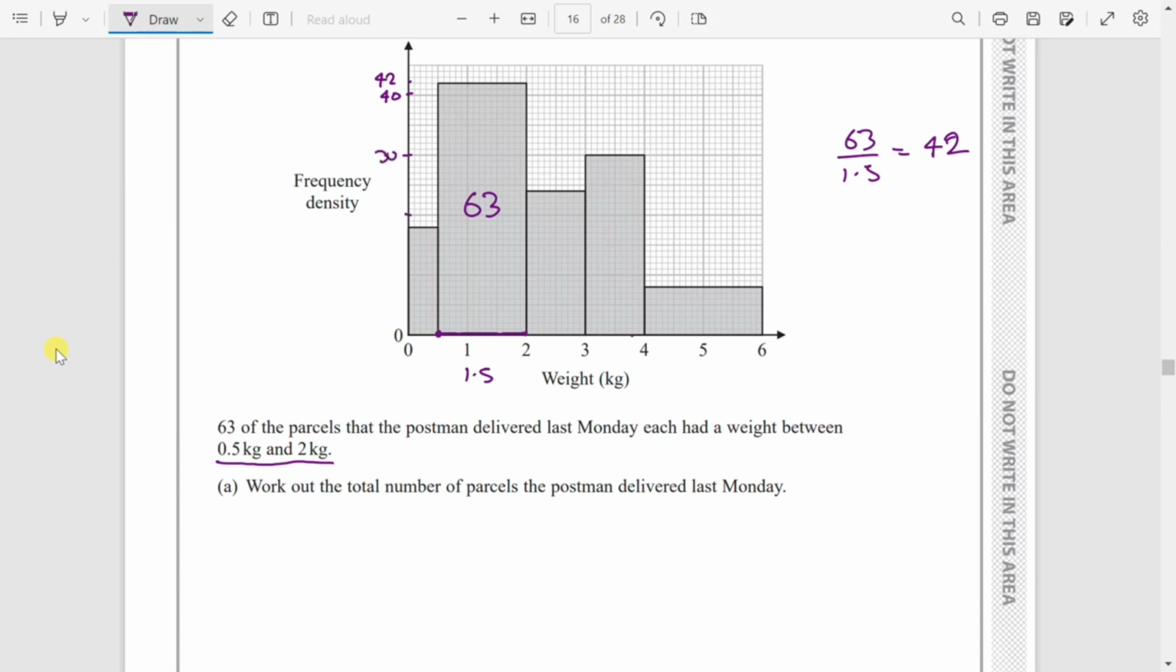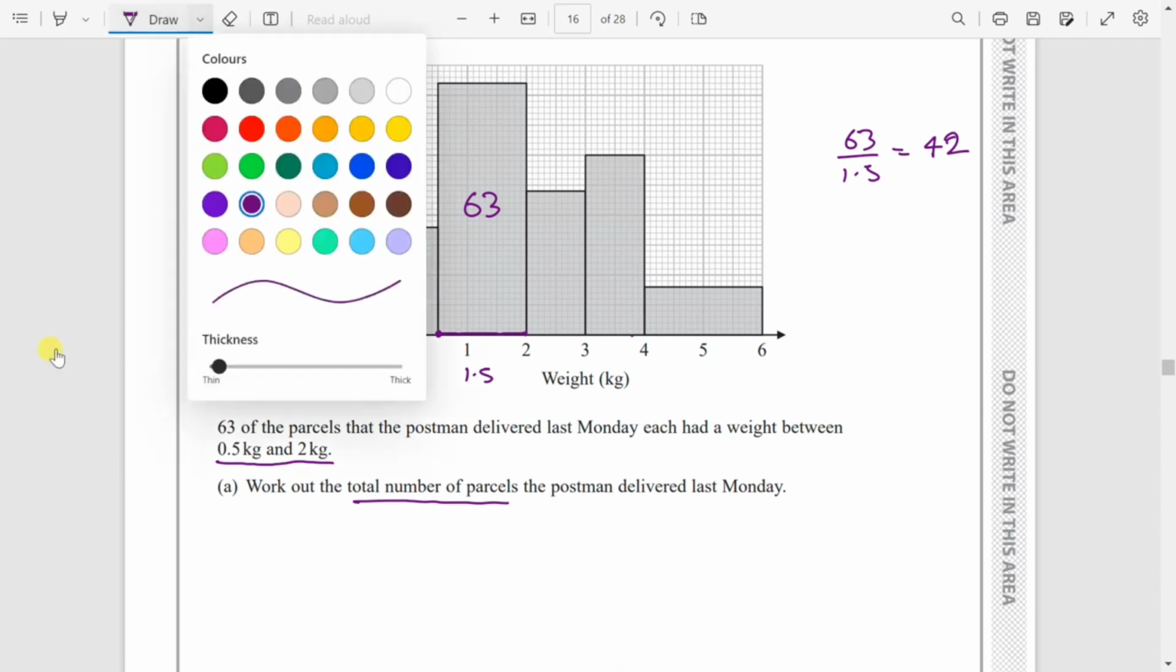And it's helpful you guys do this, yeah? Always label it 20, 10. Reason why? Because now you've got the value. You can now work out the area of each block. So what's question one? Work out the total number of parcels, in other words, each block the postman delivered last Monday. That's it. Now we work out the area of each block.